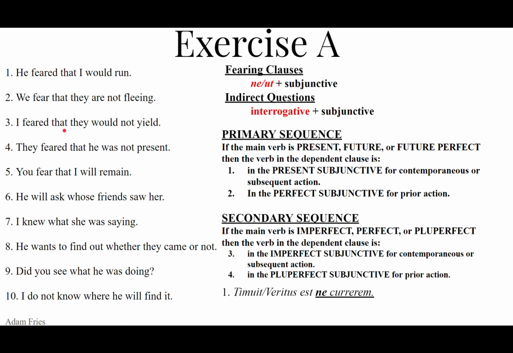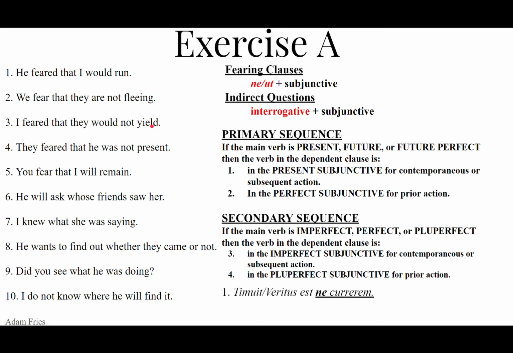And what did I fear? That they would not yield. This is the substantive, the noun clause: what I fear, that they would not yield. Okay, so it's a negative. We want the ut. And we are in secondary sequence because the main verb is perfect tense, feared, in the past, that they would not yield contemporaneously or subsequently to the main verb. So I feared last week that at that same time, they would not yield.